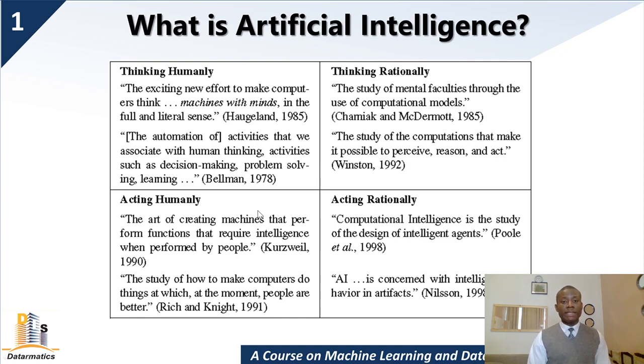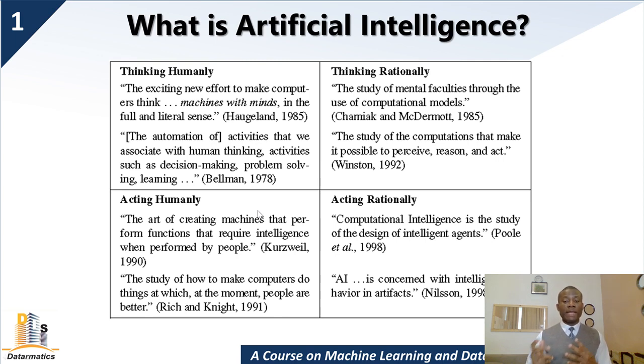Then Haugeland, okay, yeah, that is Haugeland in 1985, says automation of activities that we associate with human thinking, activities such as decision making, problem solving, learning, and so on. Then we also have this one in 1992, which is also of interest to me. It says study of mental faculties through the use of computational models. So when we're talking about mental faculties, we are talking about humans.